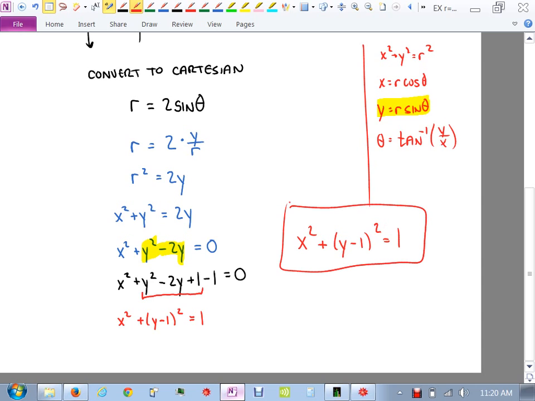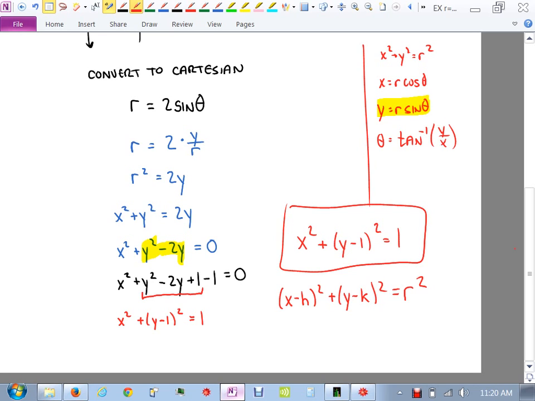And if you remember, the general equation of a circle is (x - h) squared plus (y - k) squared equals r squared. That's the general equation of a circle centered at (h, k) with radius r. So the center of our circle is x minus what? Well, 0. So 0, y minus what? 1. So (0, 1) is our center, and the radius is 1.